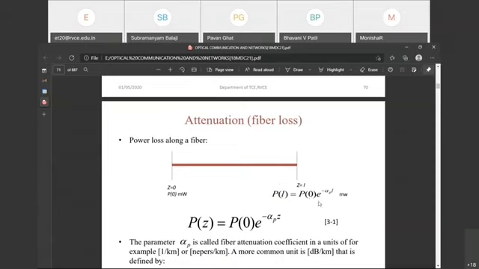Again, this loss is determined by the curvature of the fiber also. It is not that you will always have a linear connection from transmitter to receiver. As you bend the fiber, how much is the loss? That is called bending loss.